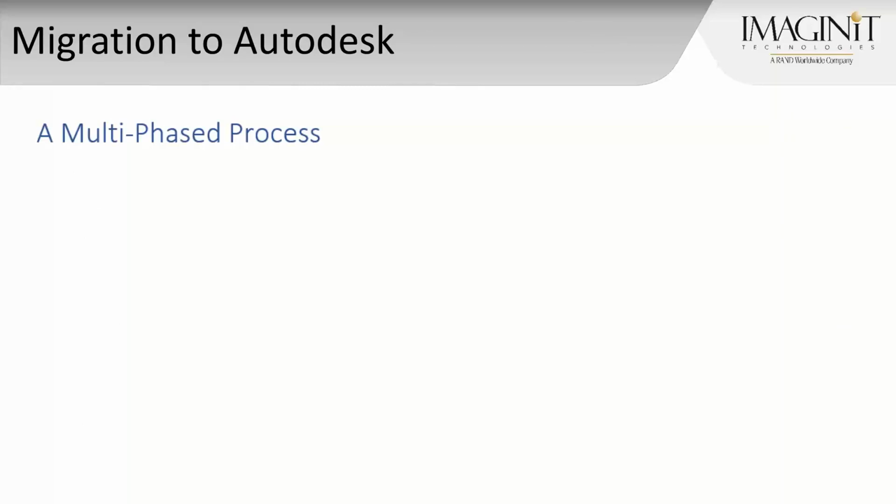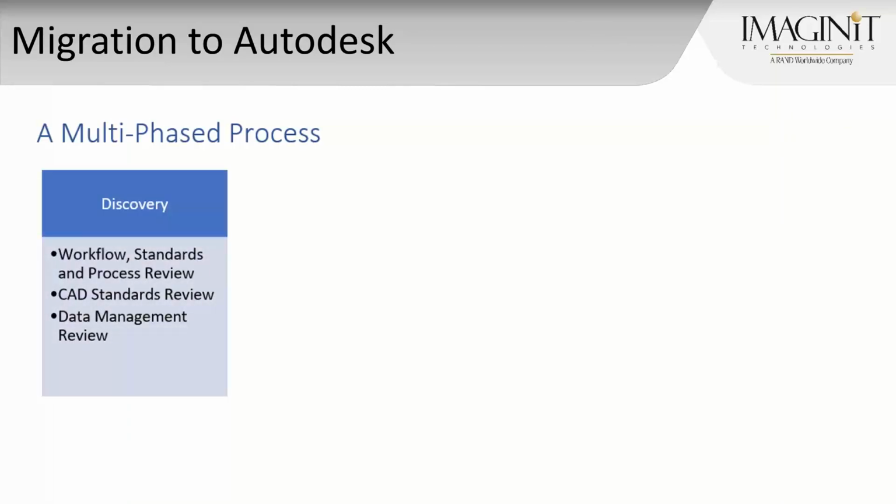So it really is a multi-phased process. It starts out with a discovery, and the discovery process is critical because during the discovery process, we really delineate the old CAD standards, and we create that roadmap of how we're going to take those CAD standards and what they're going to look like in the new environment. And again, if we're doing any data management, we want to start from the beginning here in the discovery phase to understand how the files are used. Is it a project folder structure? Is it a true data management system, and how is it going to end up in the Autodesk environment?